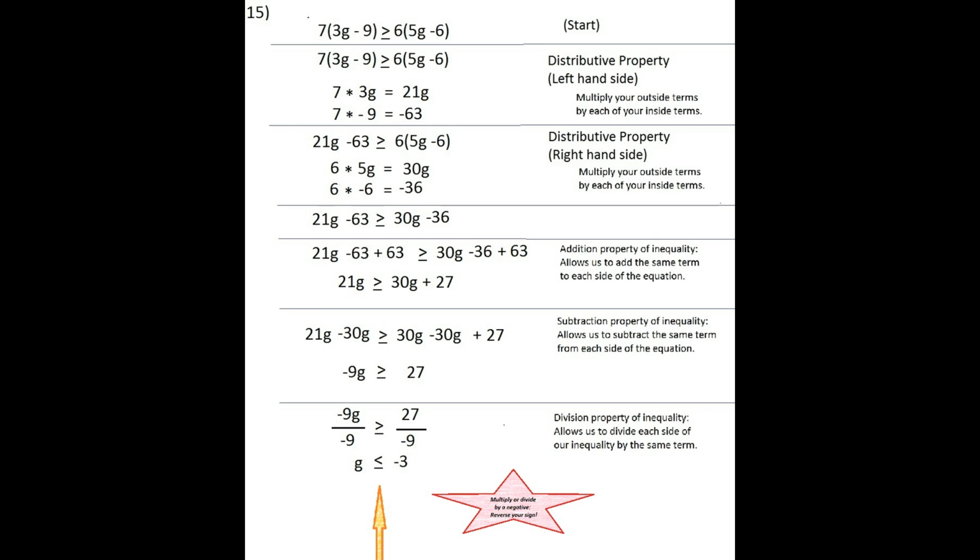Now, we divide both sides by negative 9. And whenever that happens, see the red star, we have to reverse our sign. So it goes from greater than or equal to, g is less than or equal to negative 3. All right. So just be careful about those signs. Be careful about where your terms are. And if we graph this, there's a closed dot on negative 3, and we graph all the way over to the left.